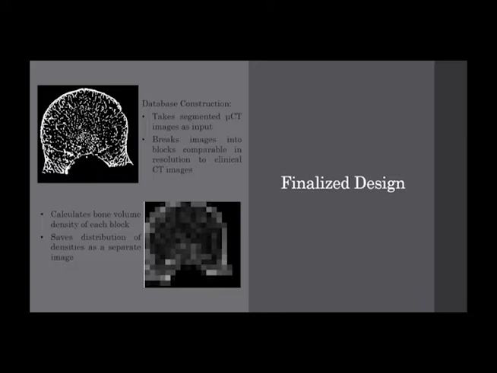The distribution of these over the image is saved as a separate image, such as the one on the lower right. So this distribution of density is the clinical CT comparison data. This is what we will be comparing the clinical data to.